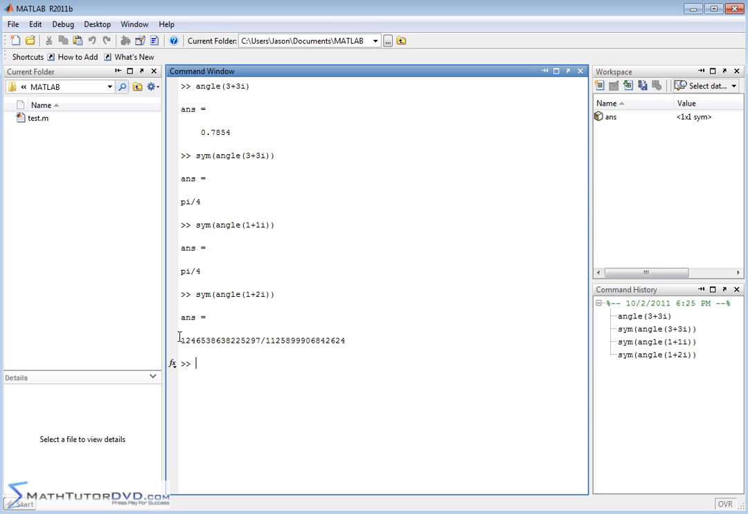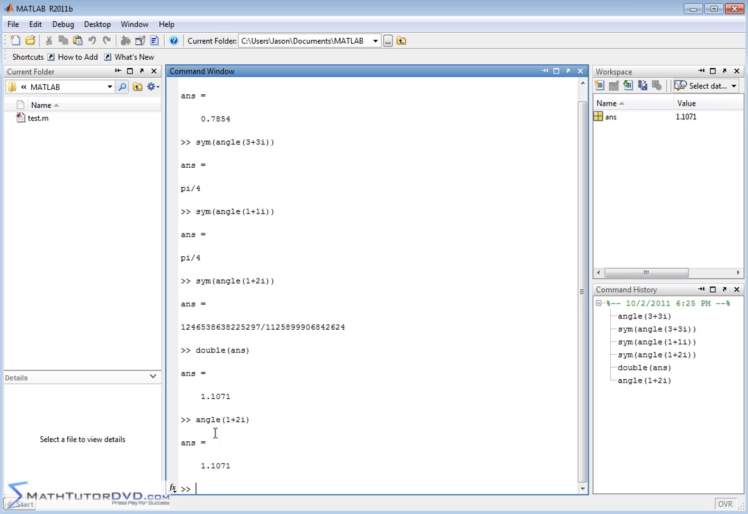If you take this giant number and divide it by this giant number, you get the answer, which is the angle here in radians. If you want to convert this, just type double of the answer and it will convert this to a number, which is exactly what you get if you remove the sym operator. And if you just ask MATLAB, what is the angle of the complex number here? It's going to return 1.1071. So this exact answer we got here, not too terribly useful, but again, it is definitely trying to keep it exact for you.